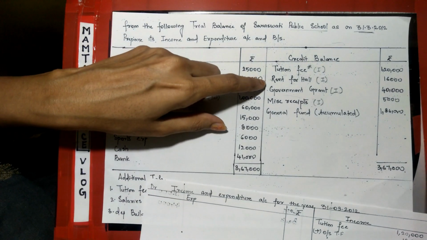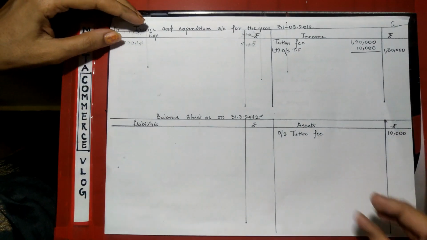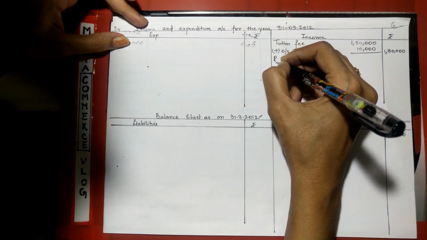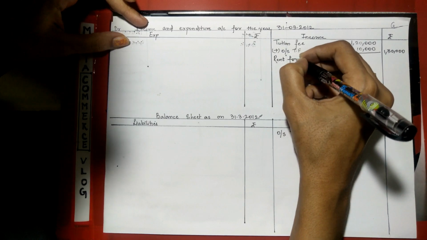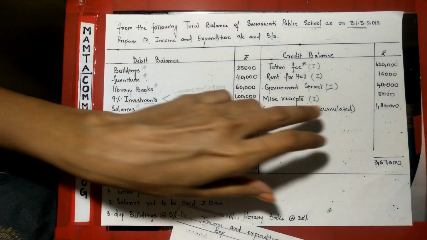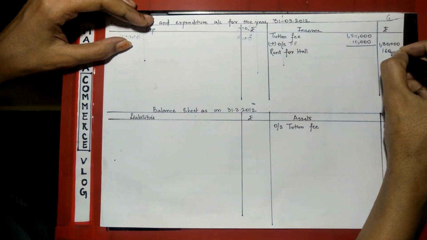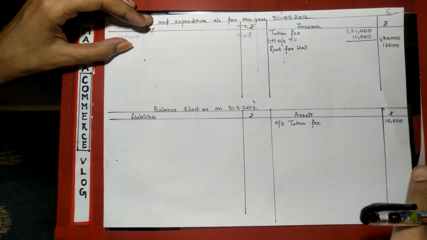Yes. Next point is rent for hall. Hall rent is an income. So on the income side we will write rent for hall, and the amount for rent for hall is 16,000. So here we will write 16,000.